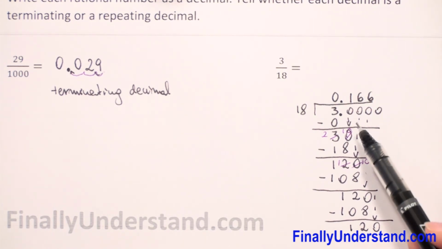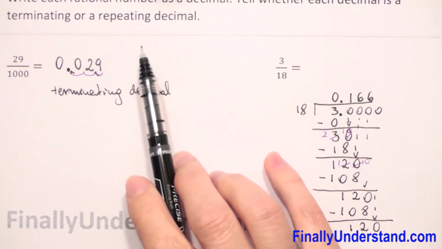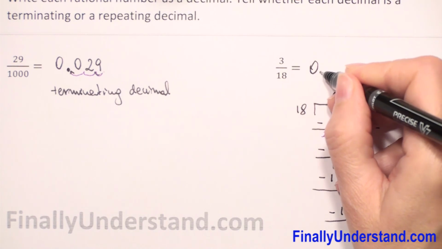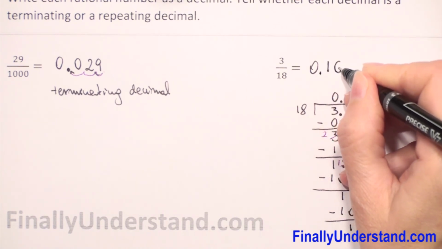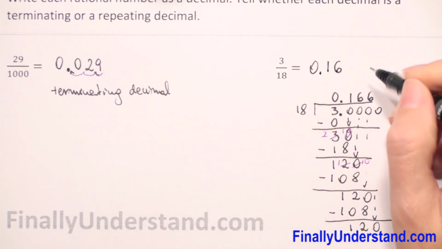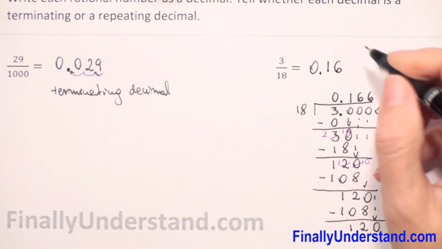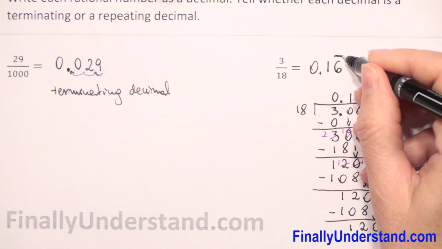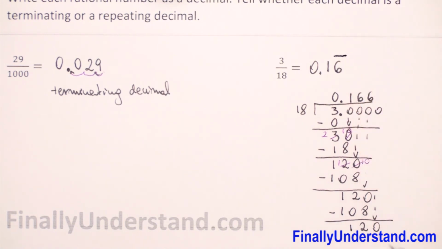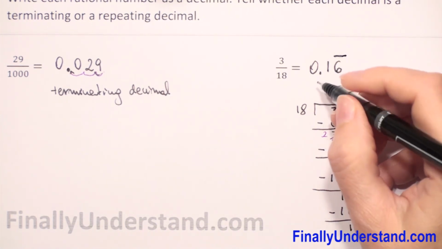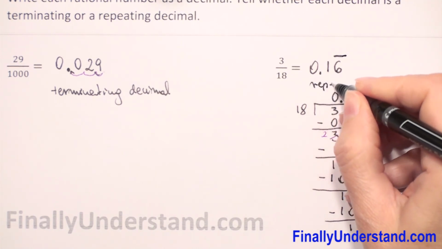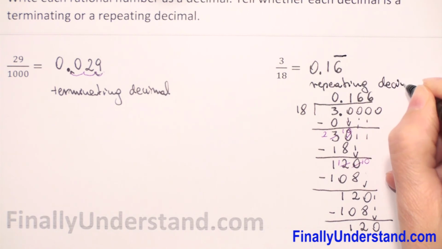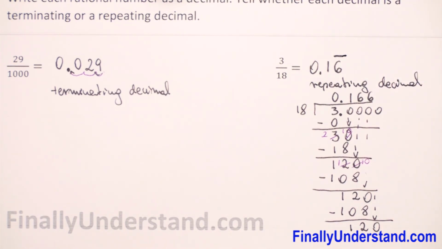So our decimal will be a repeating decimal, and we can rewrite 3 over 18 as 0.1. And because 6 repeats, we don't have to write 666. We just write a bar above 6. It means that 6 repeats, and we will write that this is a repeating decimal. This is my solution.